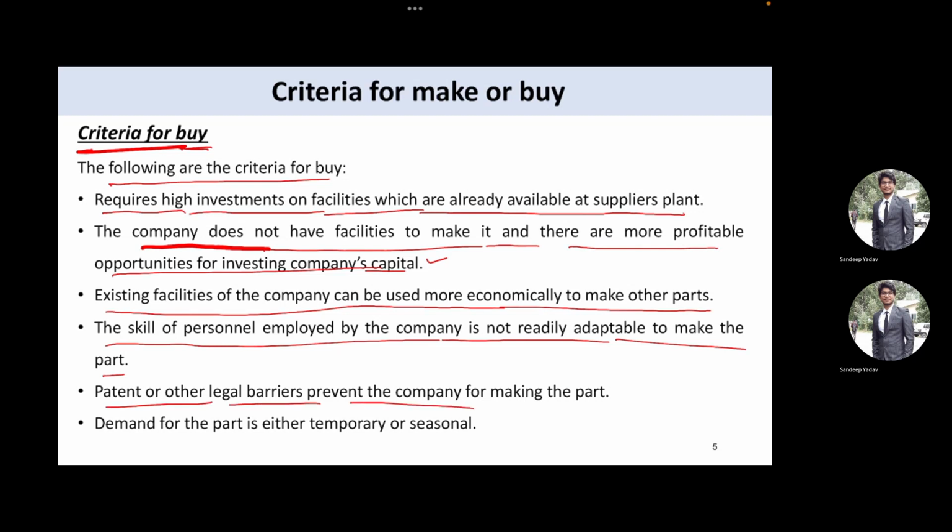Patents or other legal barriers may prevent companies from making a product. Suppose our supplier has a patent, then we should not make that product, and we should buy it from the supplier, because they are already paying for their patent. If we make that product, we also have to pay for that patent. Also, the demand for that part may be temporary or seasonal. If the product is seasonal only, then we should just outsource it from the suppliers or different vendors. These are the criteria for buying a product and making a product.